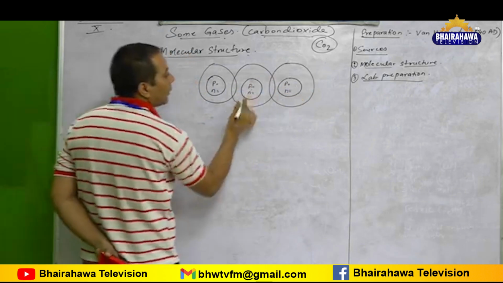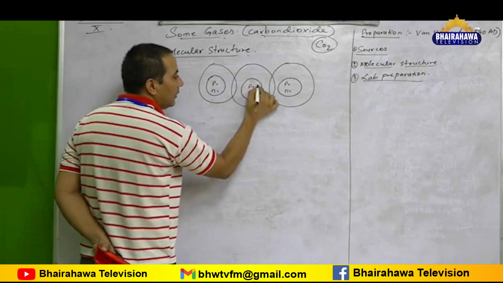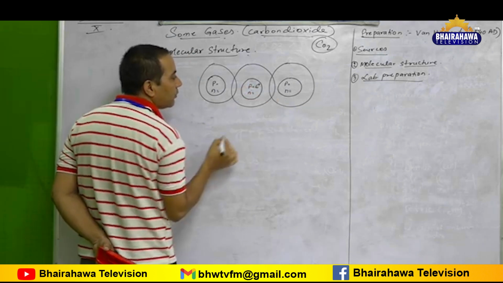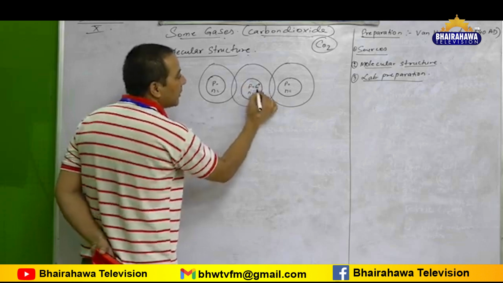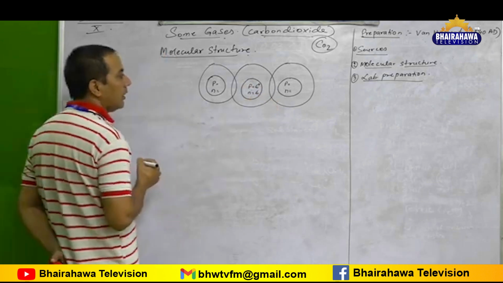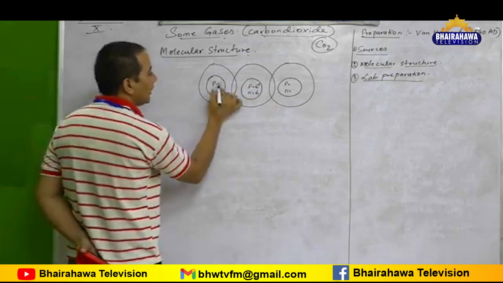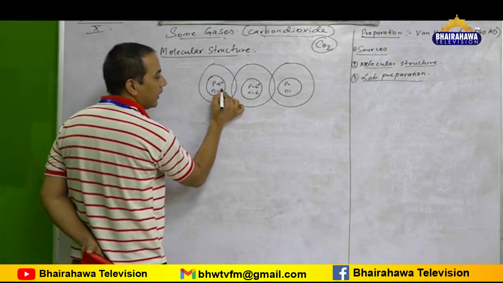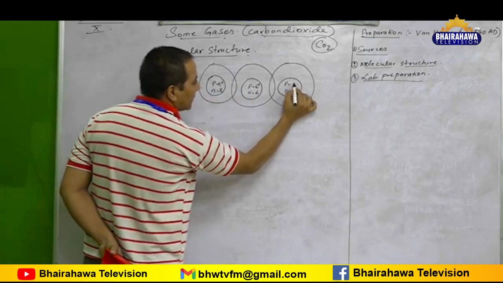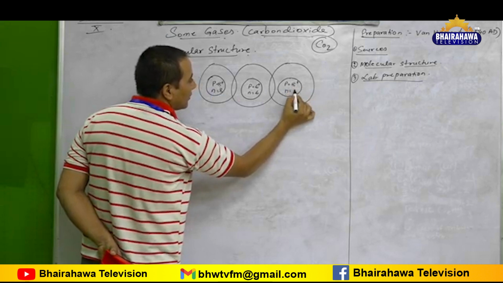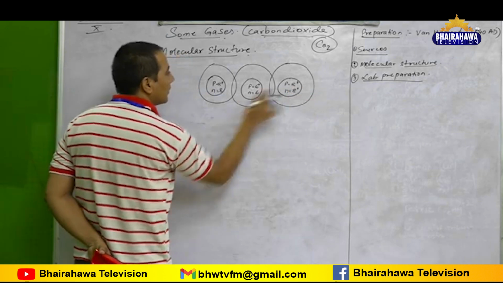So, carbon is in the middle, it has 6 protons. Proton is the positive charge and neutron is neutral. Okay. Then oxygen's atomic number is 8.